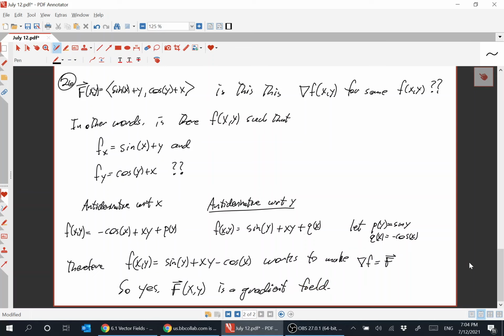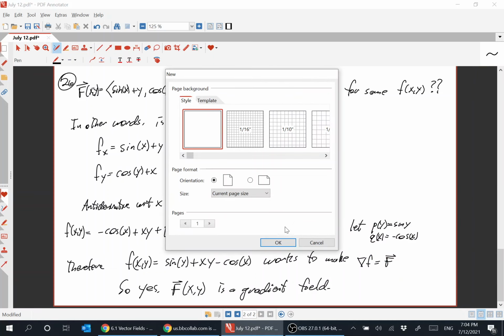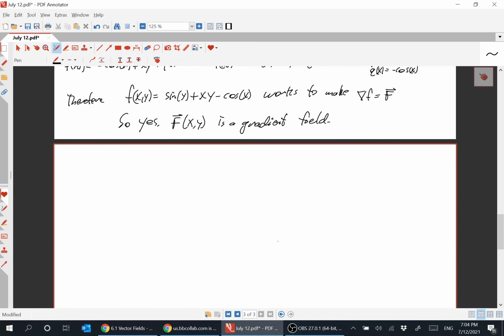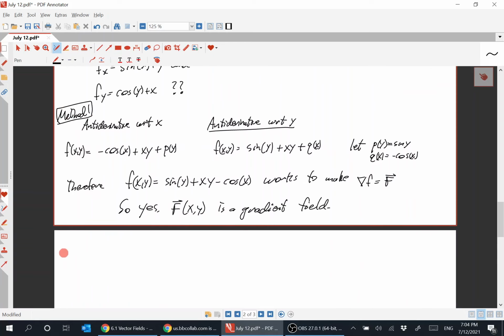The other way to do it is, so this is method 1. Method 2 relies on Clairaut's theorem.